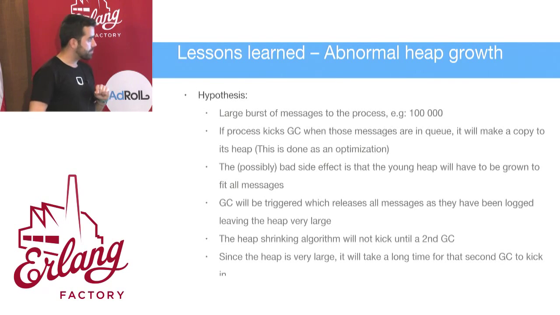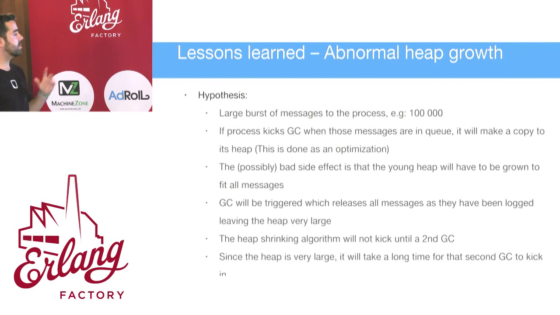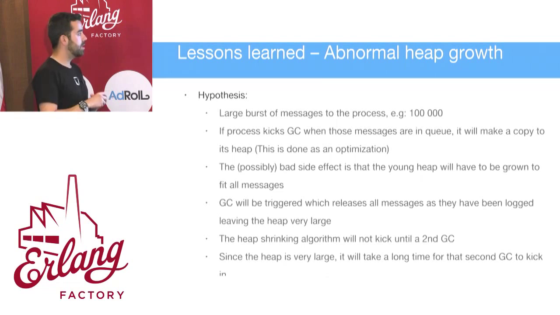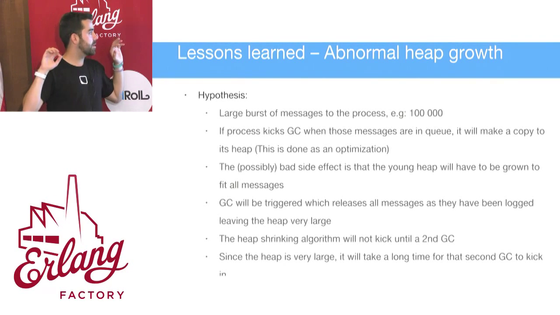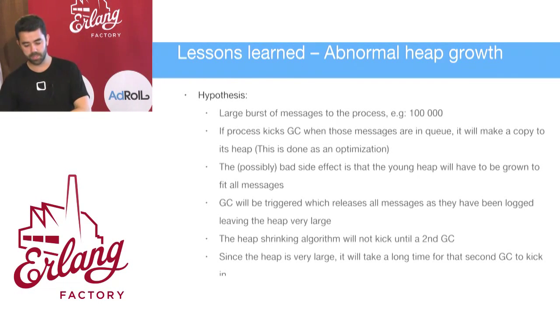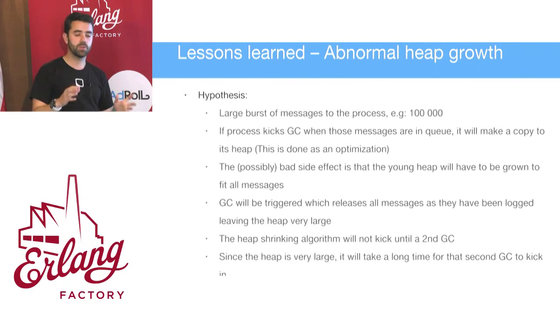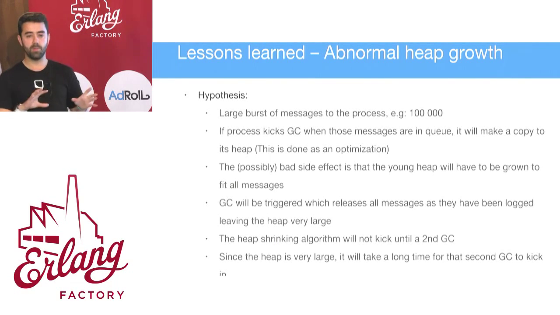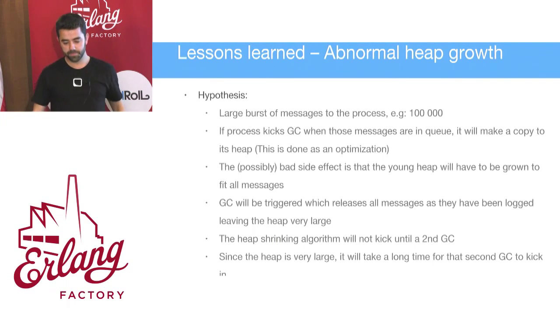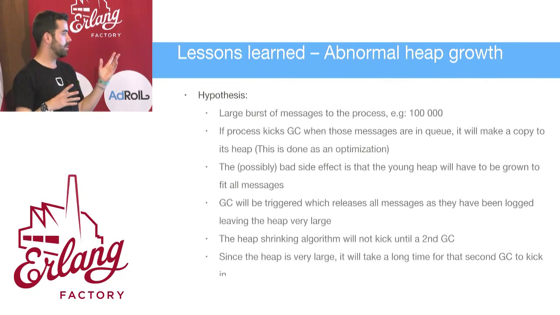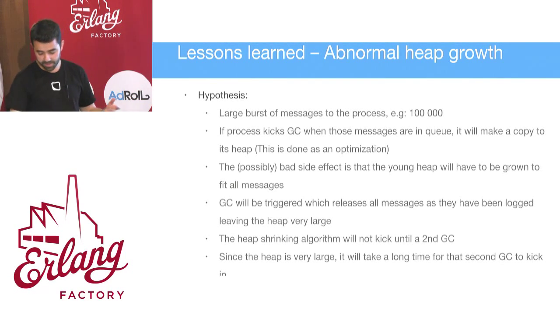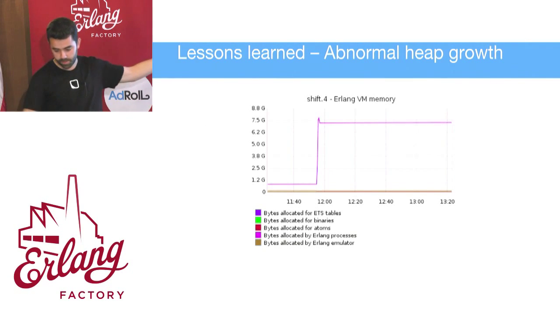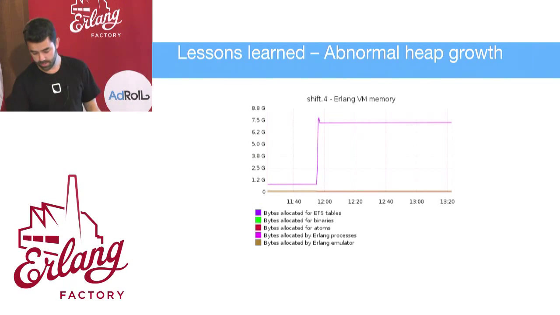So error logger is going to sit there and receive all the messages in the mailbox, and the mailbox is going to grow very fast, right? If the process kicks off a garbage collection at that time, as an optimization, apparently, the messages that happen to be in the queue are going to be copied to the heap. The side effect is that the heap has to grow to accommodate all those messages. In this case, as we saw here, we're talking about 6 GB all of a sudden.